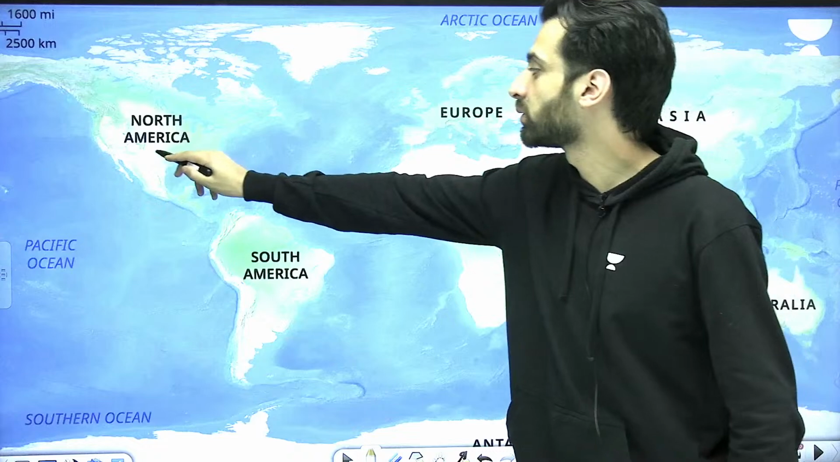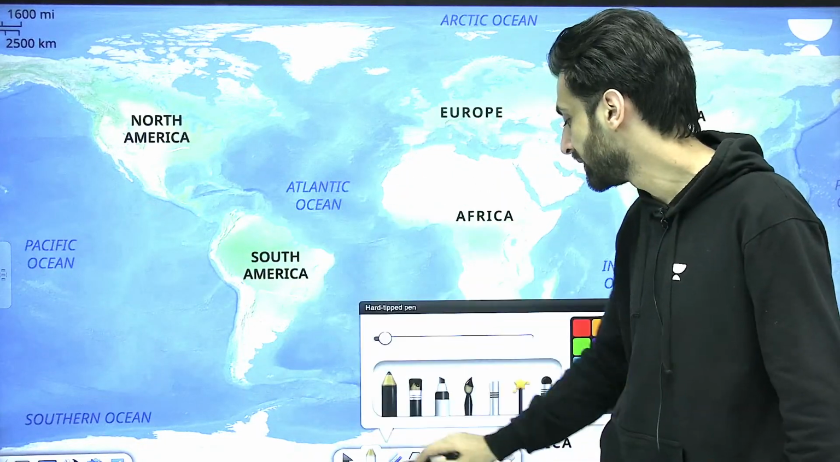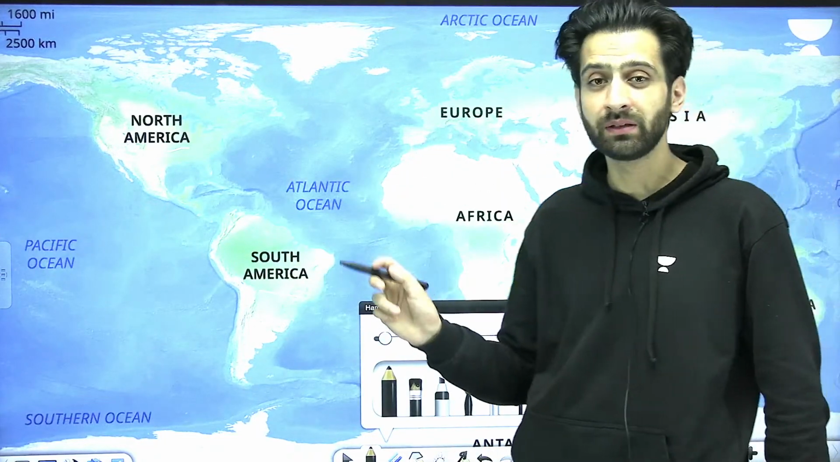If you look at the map of the world, you see there are 7 continents. You have North America, South America. Is it visible? You can tell me if the color is not visible, if it's not blending properly. You can tell me in the comments.